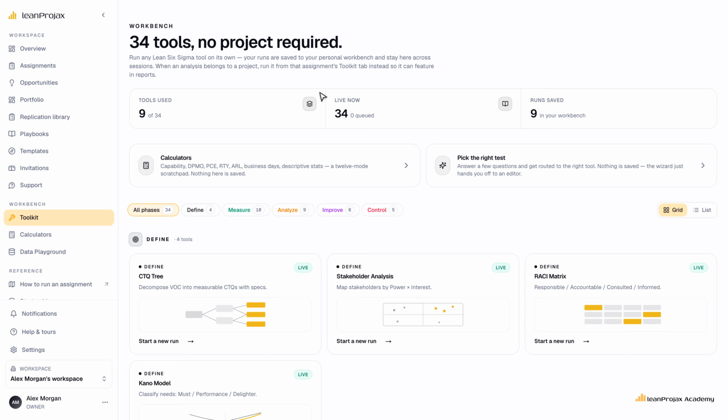And the counters are live. Tools used, 9 of 34. Runs saved, 9. Those 9 are exactly what we built across the last 3 lessons.